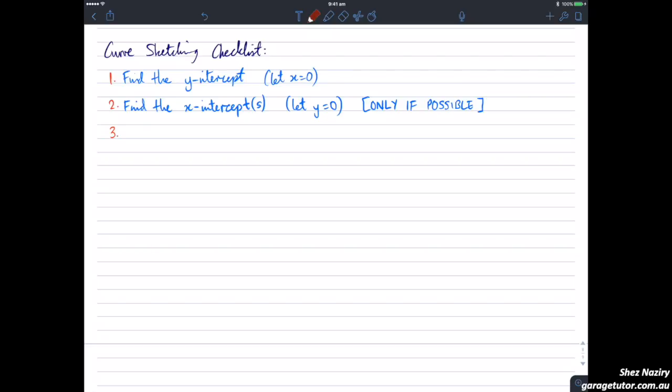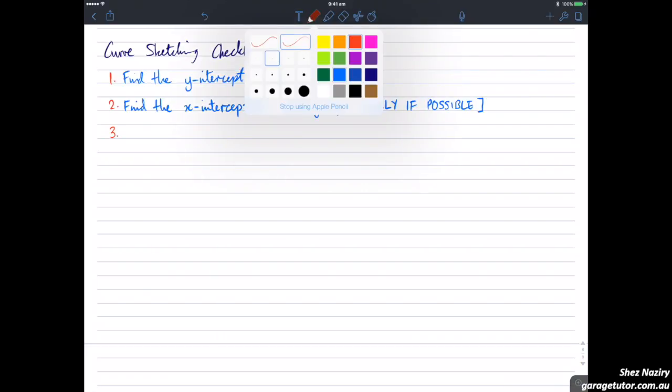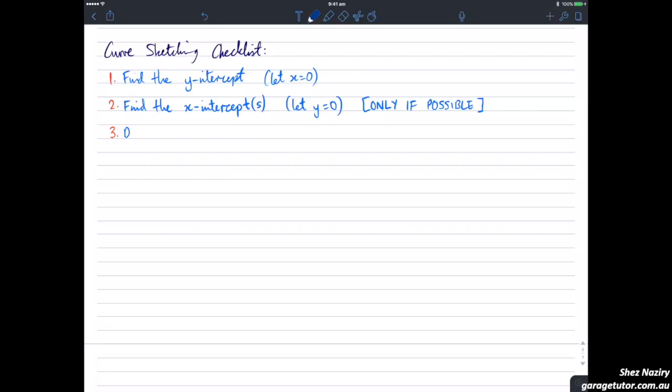The third step, what do you think, Hazel? Differentiate. Yes, that's right. So you get the gradient function. Differentiate to get the gradient function.